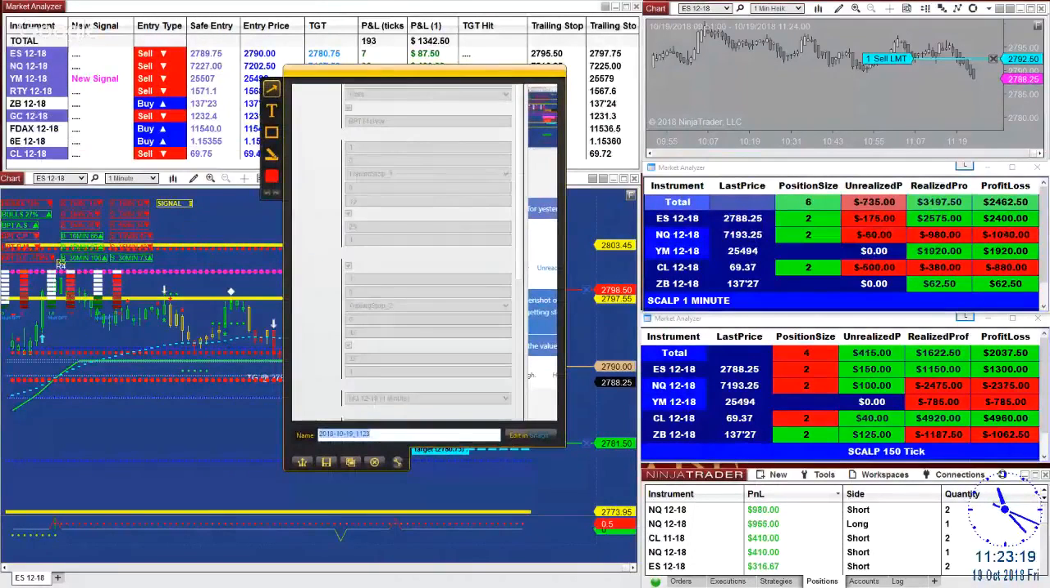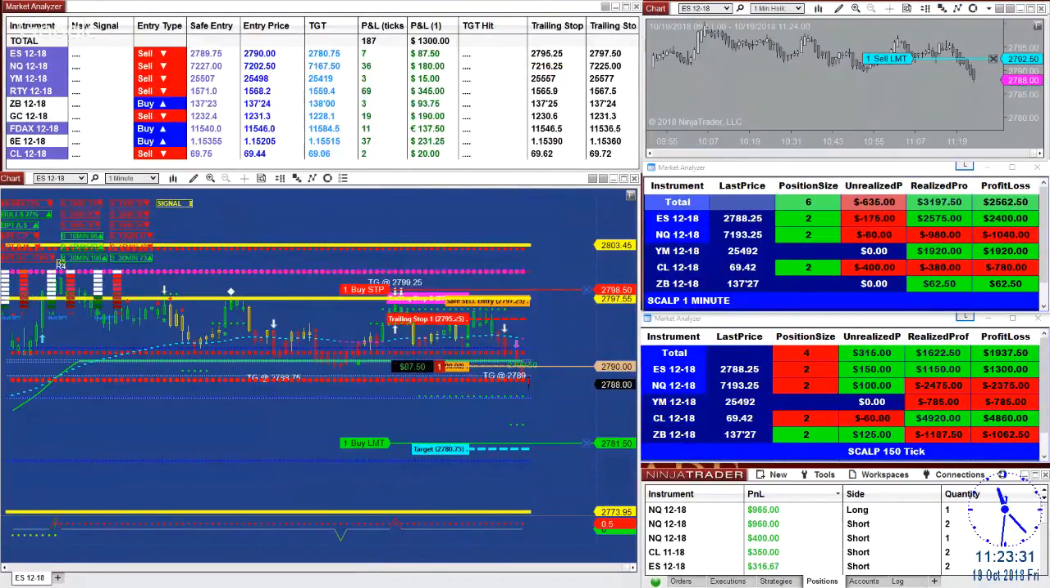You know, there is your trailing stop. You can turn them off from here. You turn off the trailing stop, and then it works with the fibs.